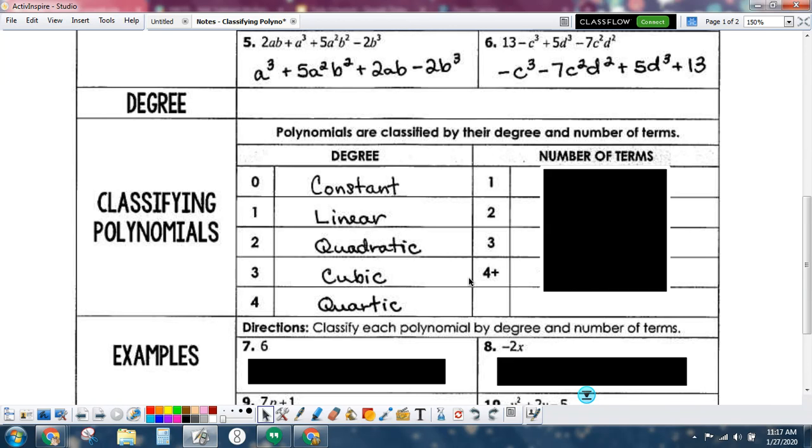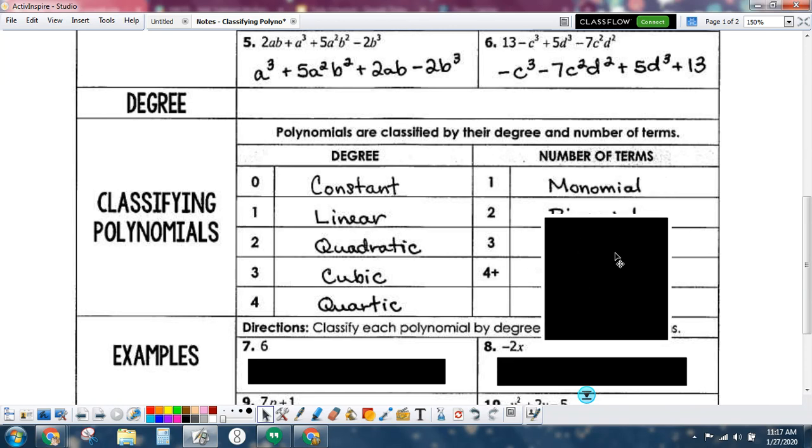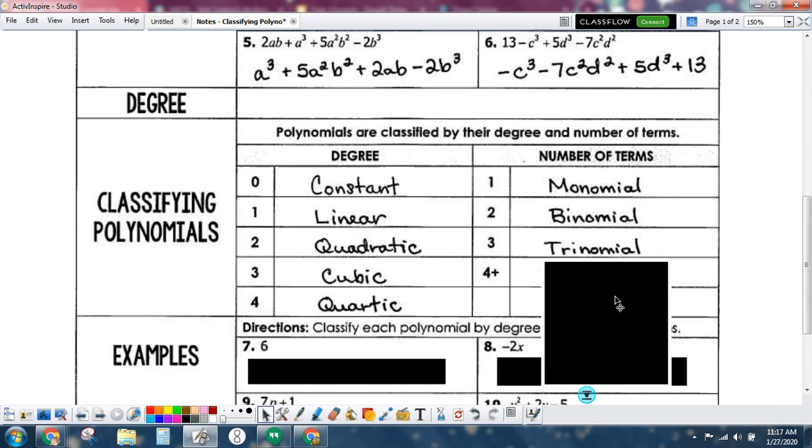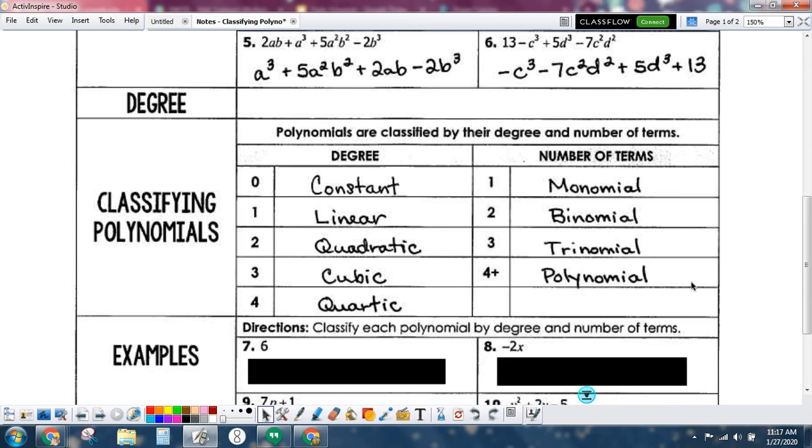And then for the number of terms, if there's only one term, that's called a monomial, which is what we worked with already. If there's 2 terms, it's a binomial. 3 terms is a trinomial, and 4 plus is a polynomial. Okay, and you can know those by their prefixes: mono, bi, tri, and poly.